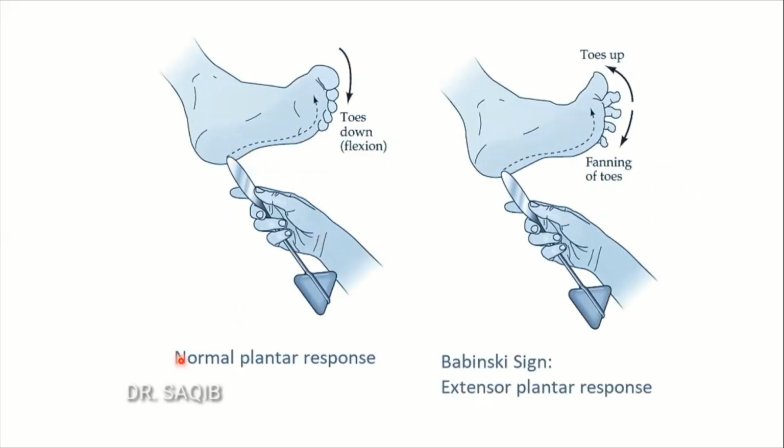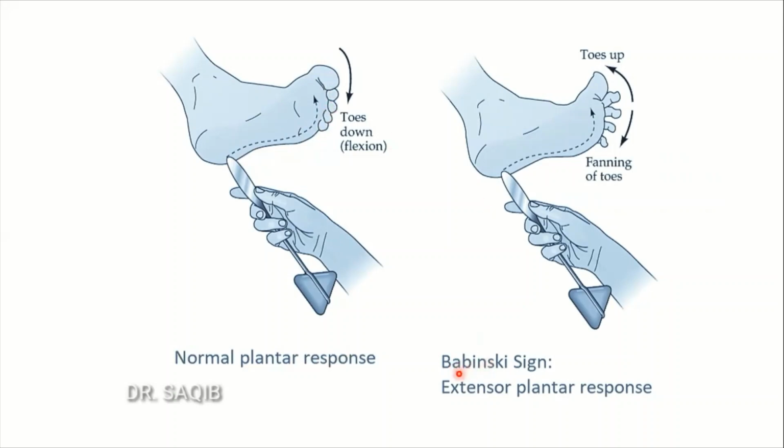So this is a normal plantar response: the lateral aspect of the sole is stroked sharply, going up till this point of the metatarsophalangeal joints. So the thumb and the other toes all flex. Their toes go down. This is the normal plantar response.